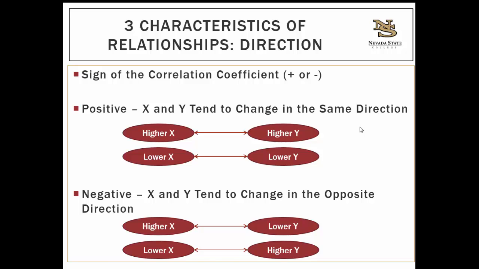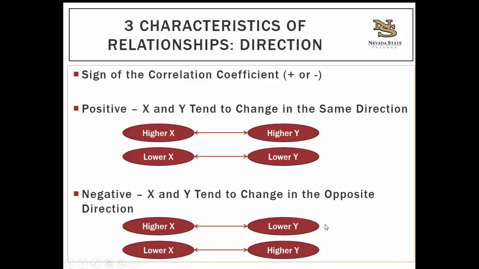So some examples of this: food intake and weight. Those who eat more tend to weigh more. Those who eat less tend to weigh less. Study time and quiz grades. Those who study more tend to get higher grades on the quiz. Those who study less tend to get lower grades on the quiz. Those are positive relationships. Then negative relationships.